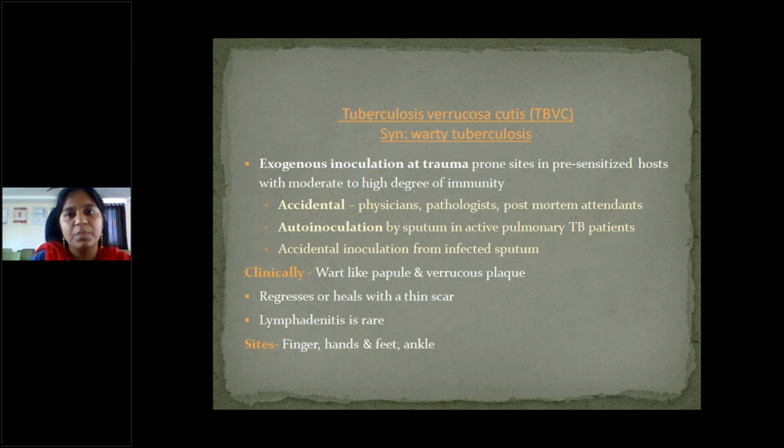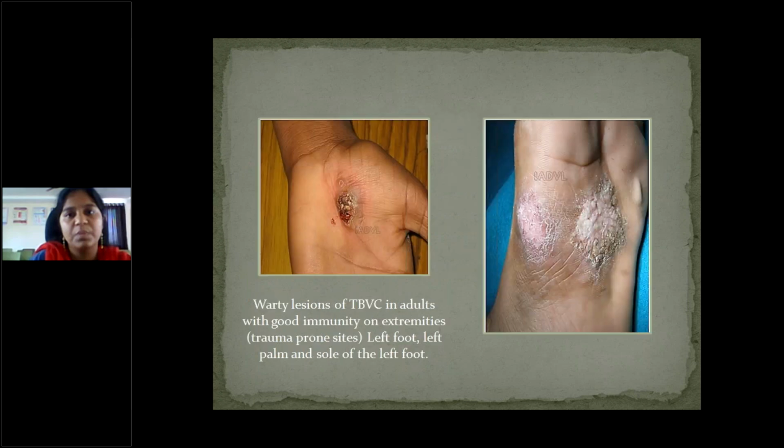Clinically, as I told, it appears as a wart-like papule on a verrucous block. It regresses or heals with a thin scar. Lymphadenitis is rare, and the sites are trauma-prone sites: fingers, hands and feet, ankles, etc. You can see this is a very warty kind of lesion on the sole of this person, and in the palms, warty lesions of TBVC in adults with good immunity on extremities at trauma-prone sites. If you remember the name verrucosa, wherever it comes, it means warty.